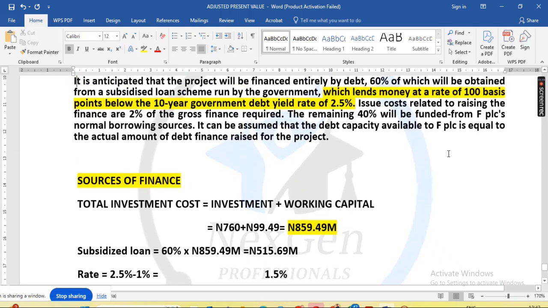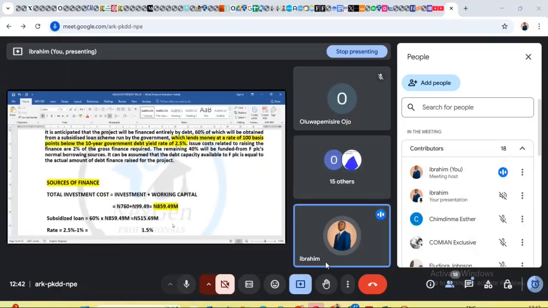Now, we're told that the issue costs relating to raising the finance are 2% of the gross finance required. Class, what is the finance required? The finance required is that this project will be financed entirely by debt. So definitely, both your subsidized loan and commercial loan will carry issue cost, because the project will be financed by debt.